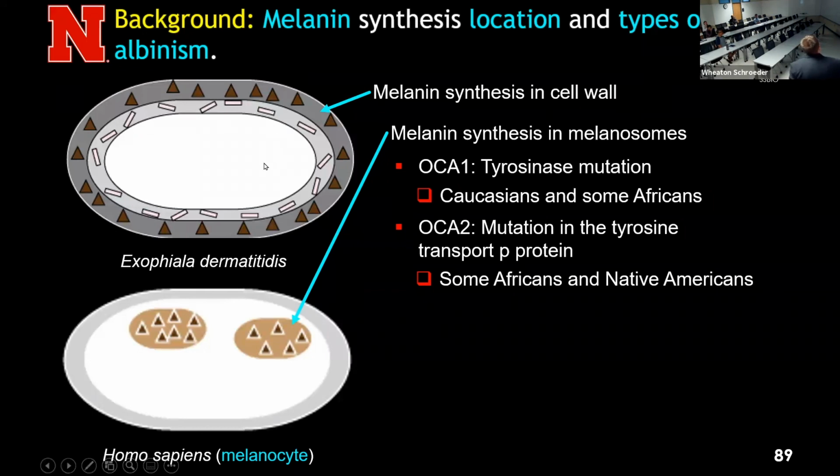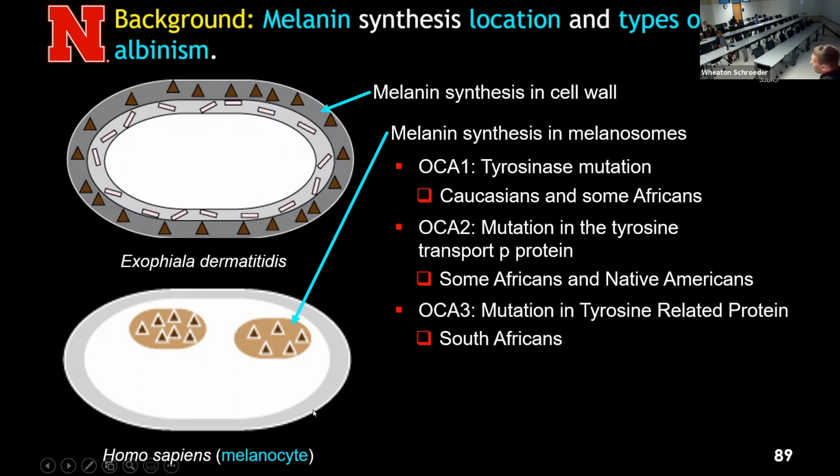And we think Exophiala could also help us model that because in Exophiala, the melanin synthesis really occurs in the cell wall. So tyrosinase gets pumped out into the cell wall. So we're essentially hoping to treat the cell wall and what happens here as semi-equivalent to what happens in a human melanocyte in order to try to address these two types of albinism.